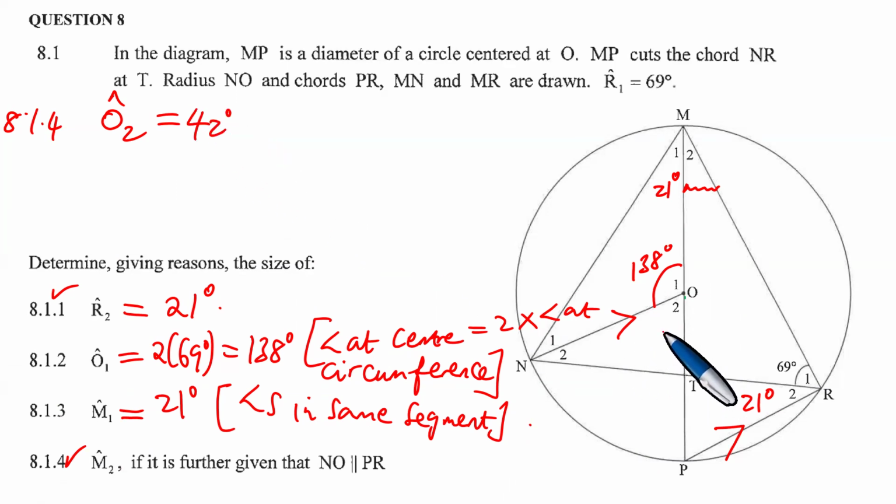The 42 degrees can be obtained in two ways. You can say the angle at the center is 2 times that one, so 2 times 21 is 42. Or you can say this plus this is 180 degrees because the diameter is a straight line. So the angle O2 is 42 degrees. Angles on a straight line.